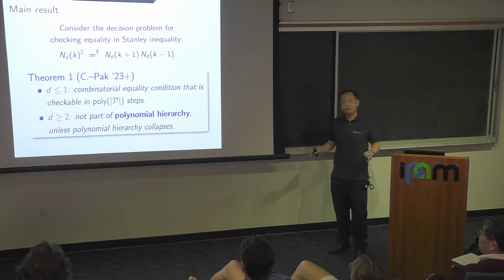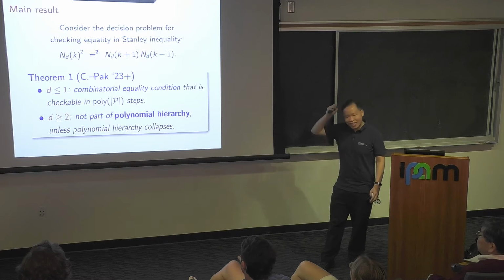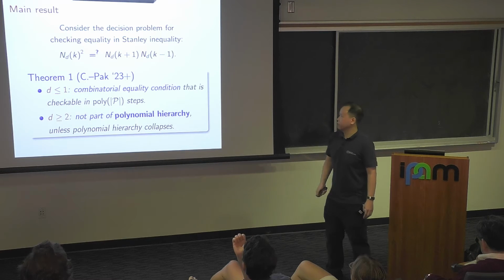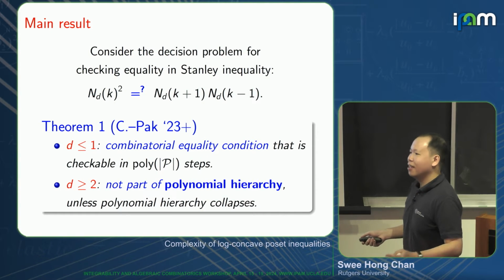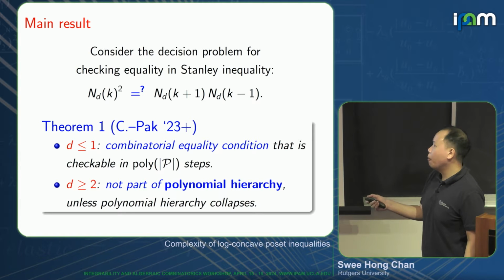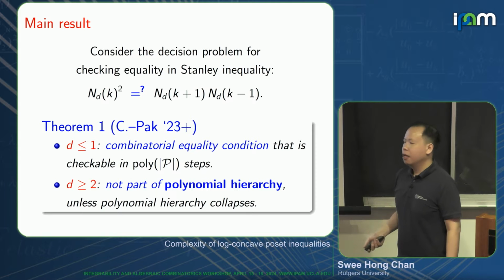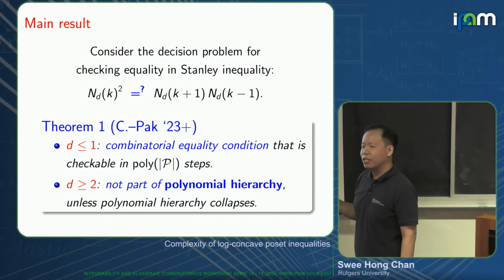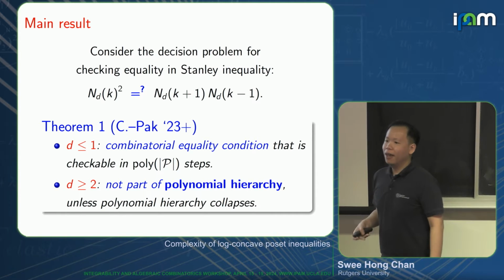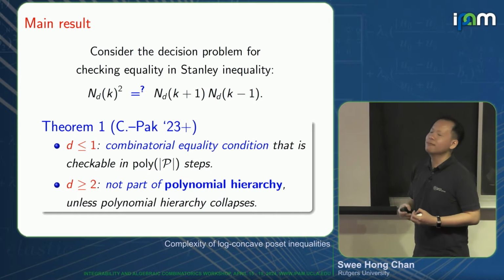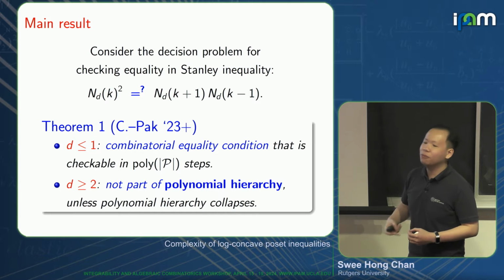But unfortunately, such an equality condition, such a goal for this project, will most likely fail in the following sense. When d is equal to 1, this project actually is successful. Together with Igor, we find a combinatorial equality condition that is checkable in a polynomial number of steps. Here, the polynomial actually goes up by 1. So rather than n squared steps, we need n cubed steps. At first you will think that for d equal to 2, it will be n to the power of 4, n to the power of 5, n to the power of 6.